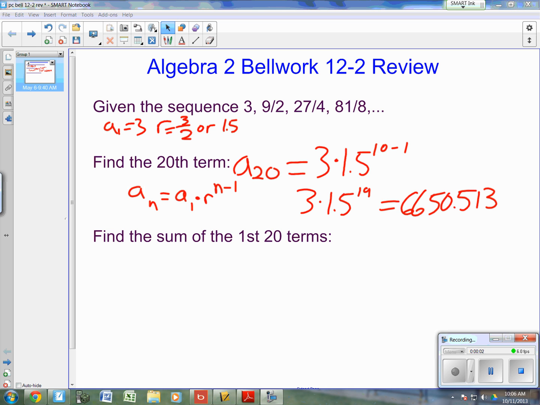Okay, so looking at this bell work, you guys, this bell work is going to lead into the lesson we're doing today. Kayla used the formula a sub n equals a sub 1 times r to the n minus 1. Did anybody verify this right here? Yes. 3 times 1.5 to the 19th, is that right? Yeah. Do we agree with that now?